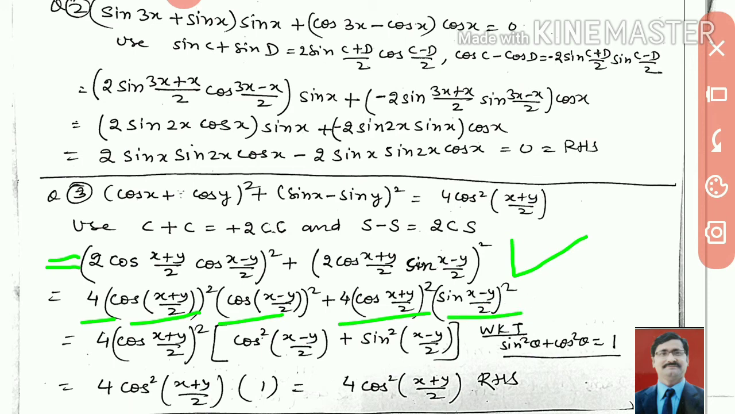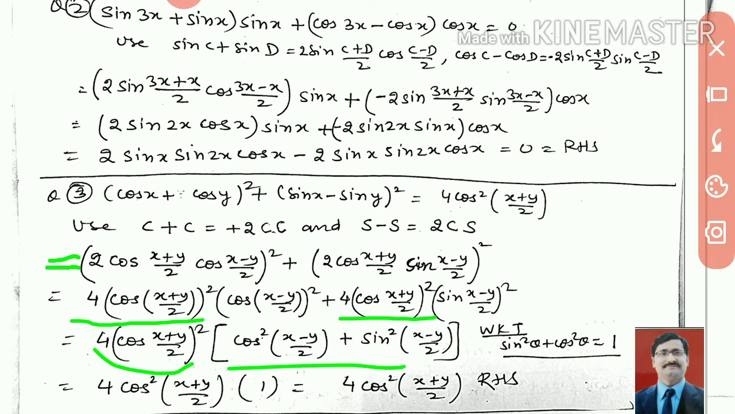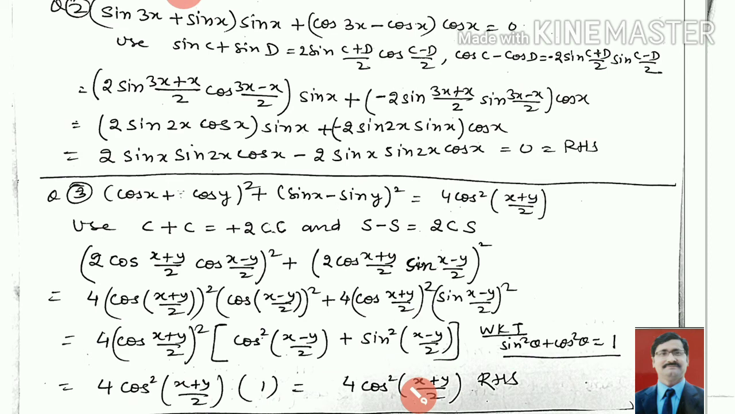Now what is common here? Common is 4 cos square((x+y)/2) in both. So you can write this common. What is inside? We have cos square((x−y)/2) plus sin square((x−y)/2). And we know that sin square θ plus cos square θ is 1. So this value will become 1, and you will get the answer 4 cos square((x+y)/2). So this is very simple, you can do.